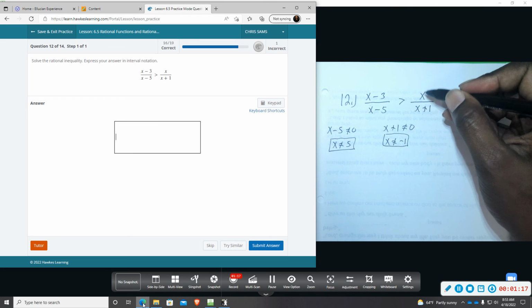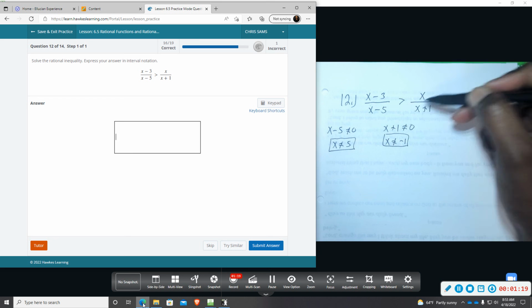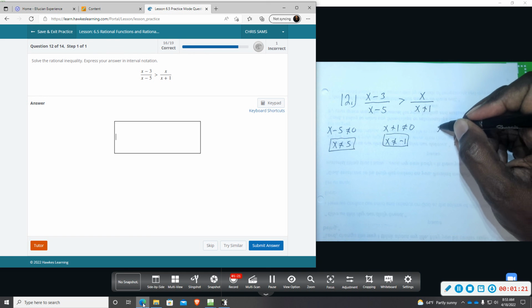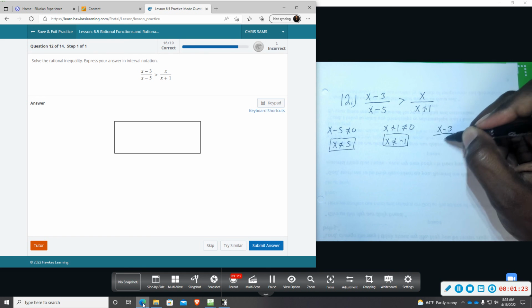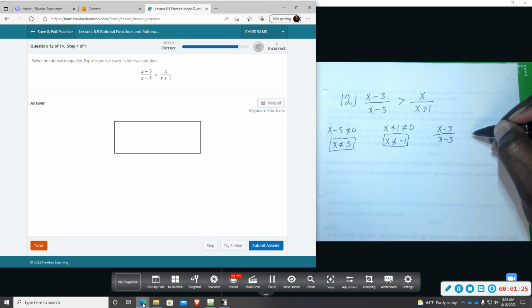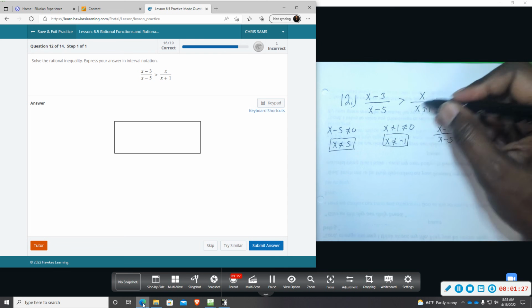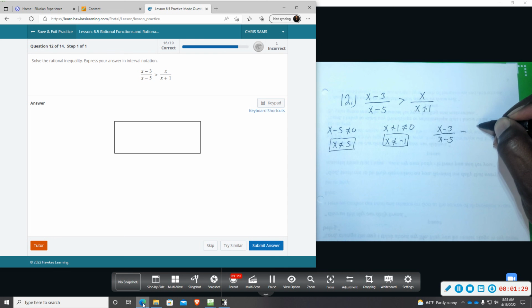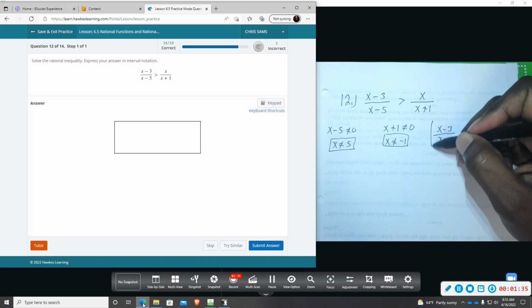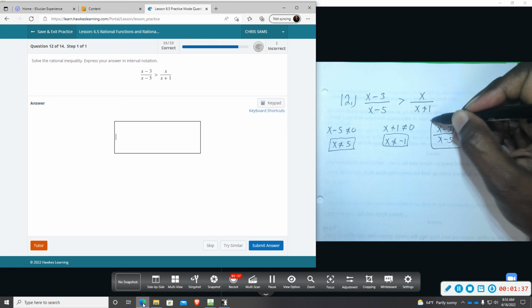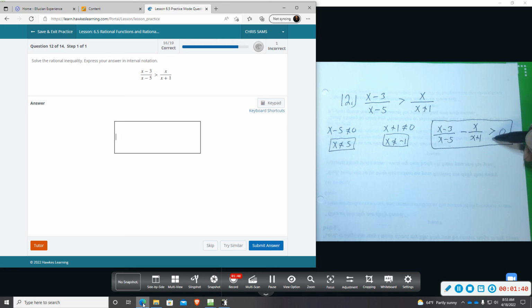And then what I'm going to do is move this over to the other side. So I'm going to do x minus 3 divided by x minus 5. And then you subtract this term to move it over, so there'll be a minus x over x plus 1. And that is greater than 0. So we're looking for the values that make this expression greater than 0. Another way of saying that is positive. Numbers that are greater than 0 are positive.